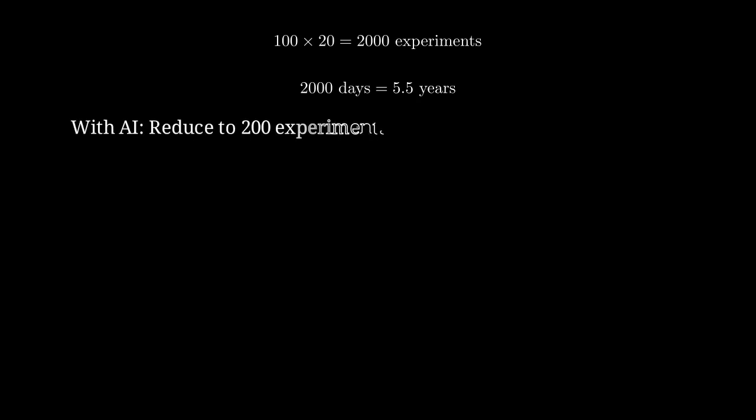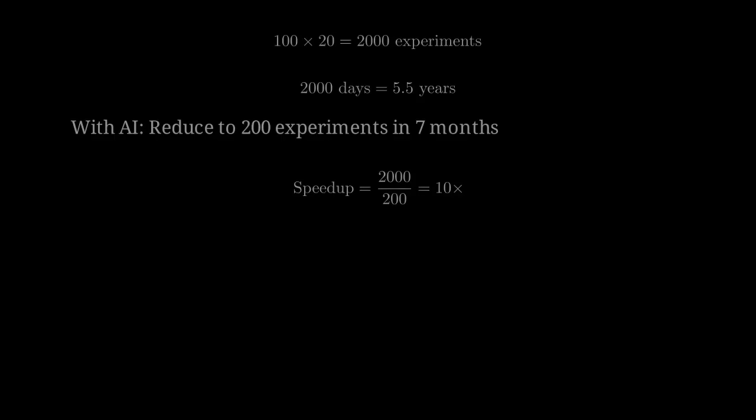With AI-guided optimization, the system might converge to optimal conditions in just 200 experiments. That's 7 months instead of 5.5 years, a factor of 10 improvement in time. The speedup is 2,000 divided by 200, which equals 10 times faster.